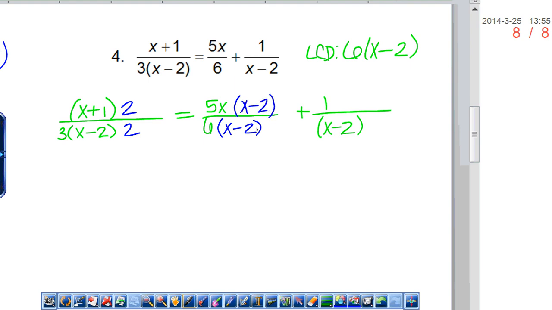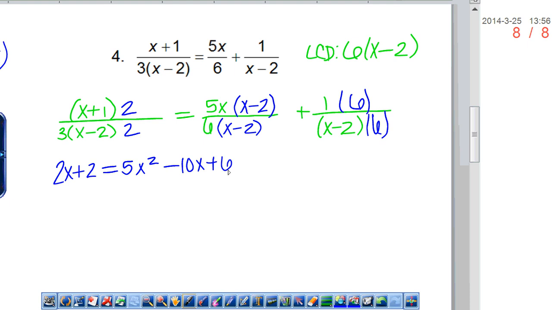And what about the third fraction? 6. Everyone okay so far? All right, now that our denominators are all the same, I can take my numerators and set them equal to each other. So that gives me 2x plus 2 is equal to 5x squared minus 10x plus 6.